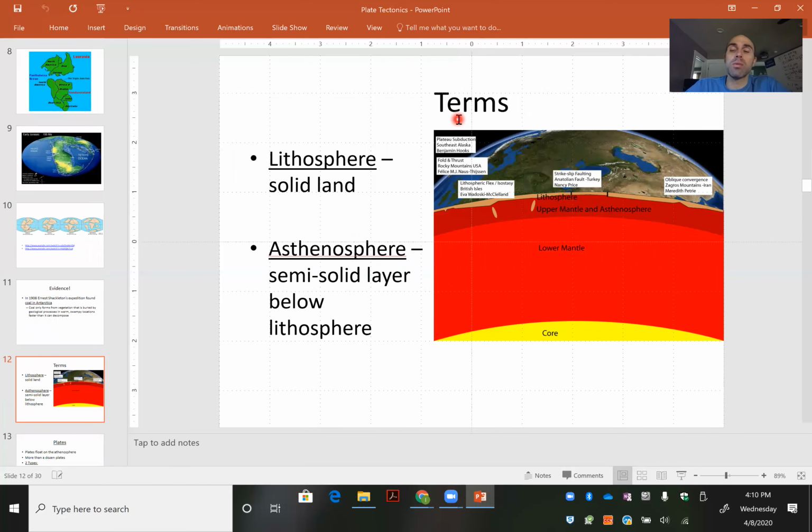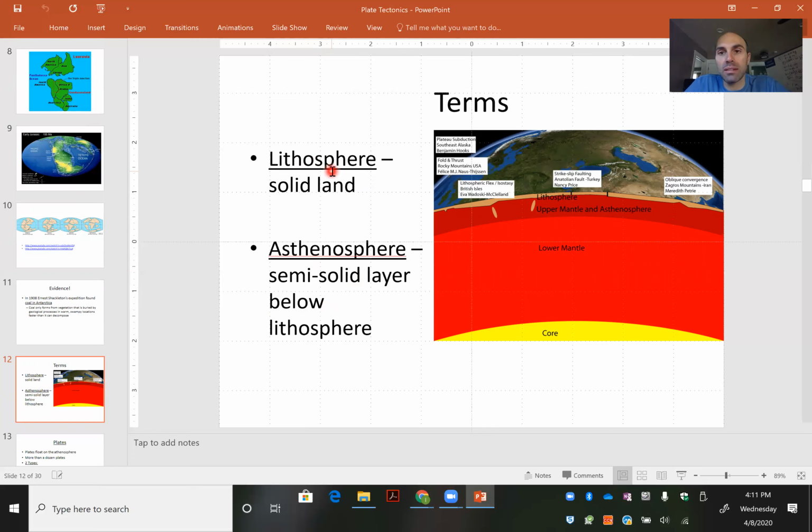So I want to do four more slides. I just want to introduce you to some terms that could help with plate tectonics before we move a little bit forward. Got to kind of switch gears here. So the lithosphere is the solid land. That's what we stand on. Okay, that's the ground. The asthenosphere is the semi-solid layer below it. It's like the putty, right? Like the jello or the pudding. The asthenosphere is what the lithosphere rides on.